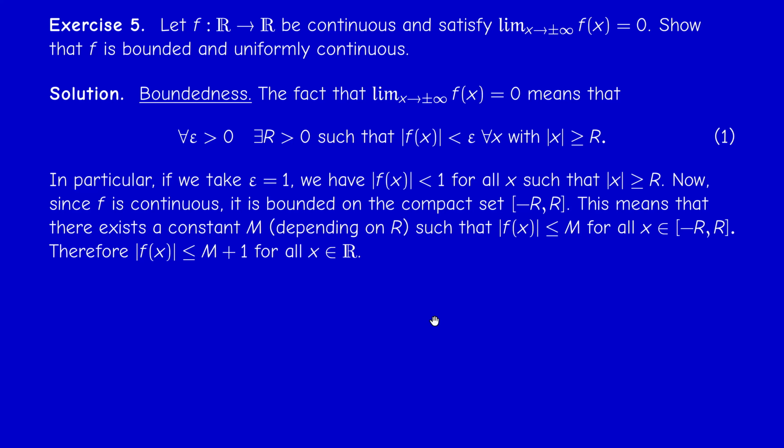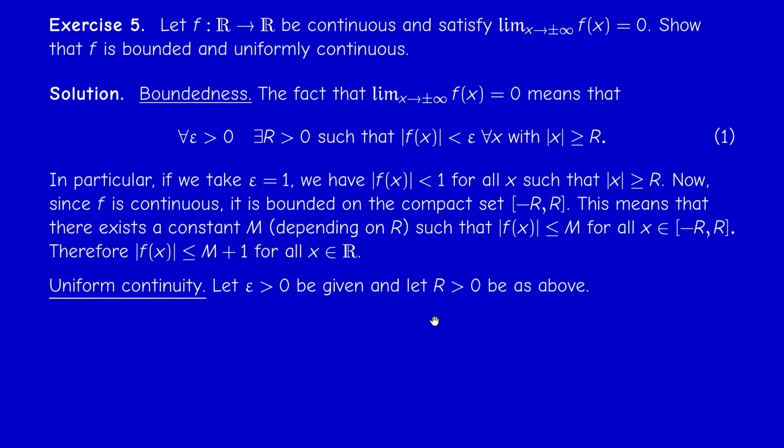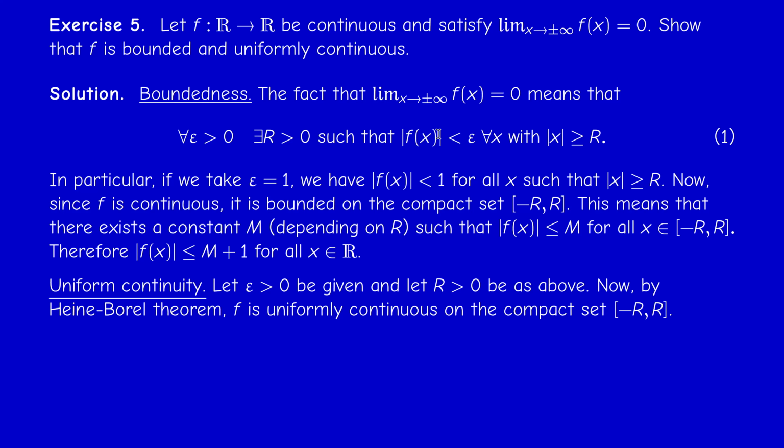Okay, so this is not so difficult. You should be able to do such reasoning. Now, the question of uniform continuity is a little bit trickier. So once again, we go back to the definition of limit at infinity. So we have this condition. And once again, I fix the epsilon, and I split the real line into two parts, the interval minus r, r and outside the interval.